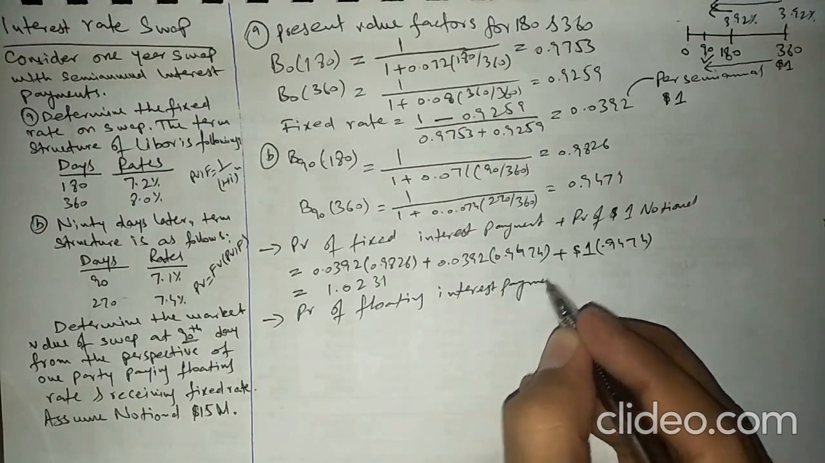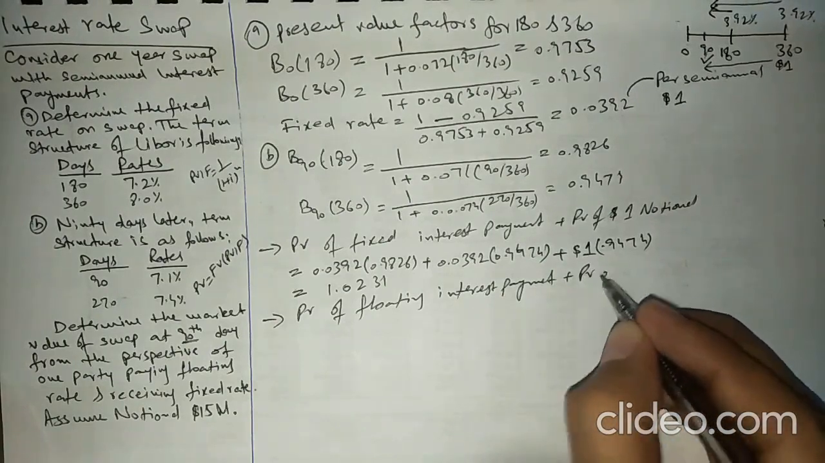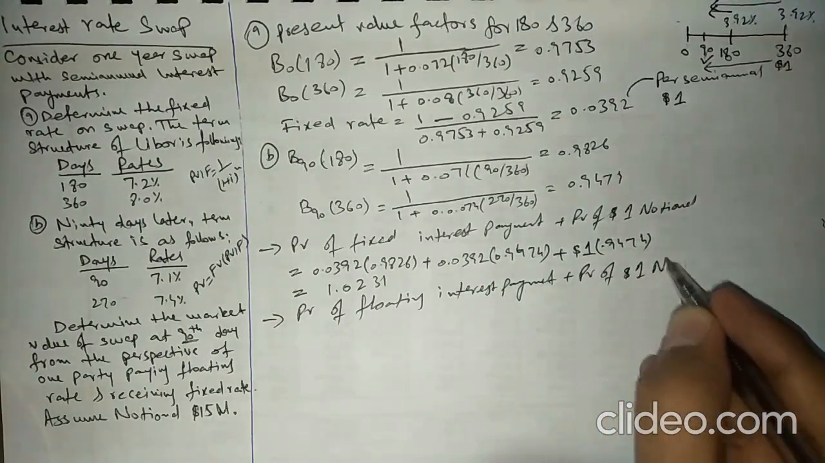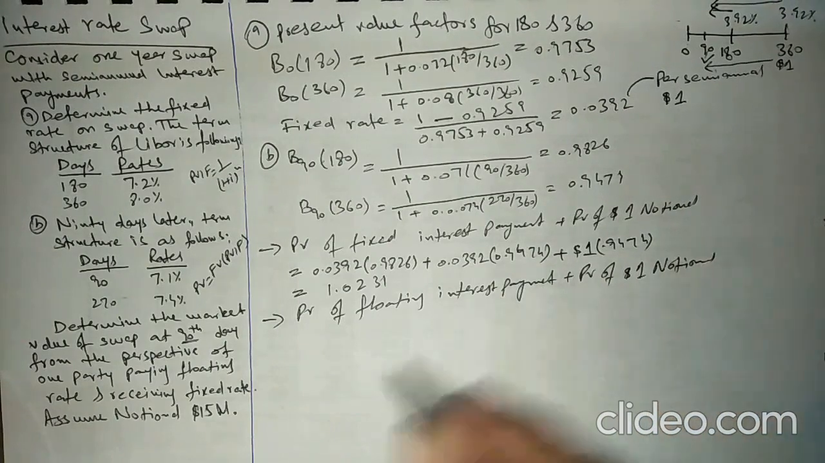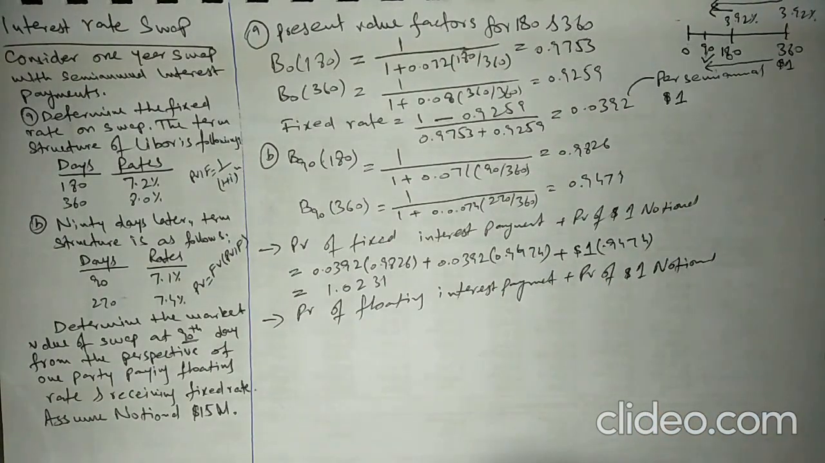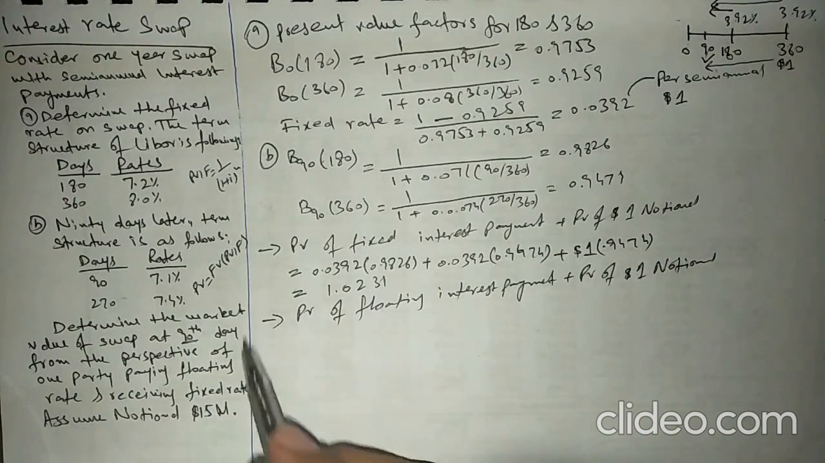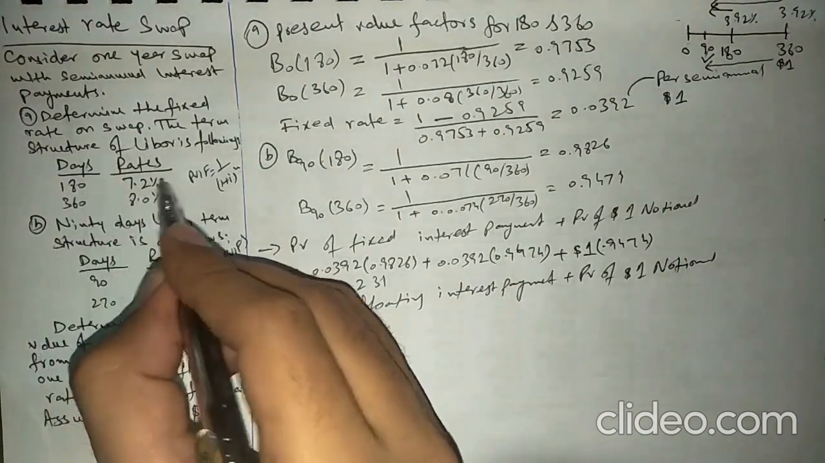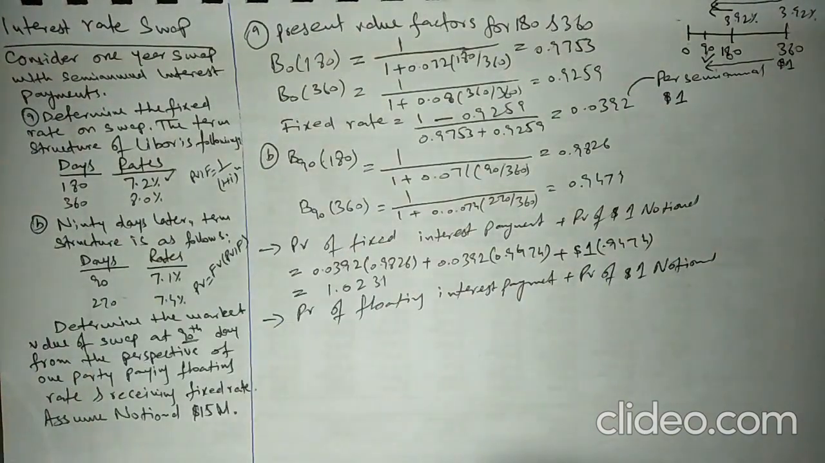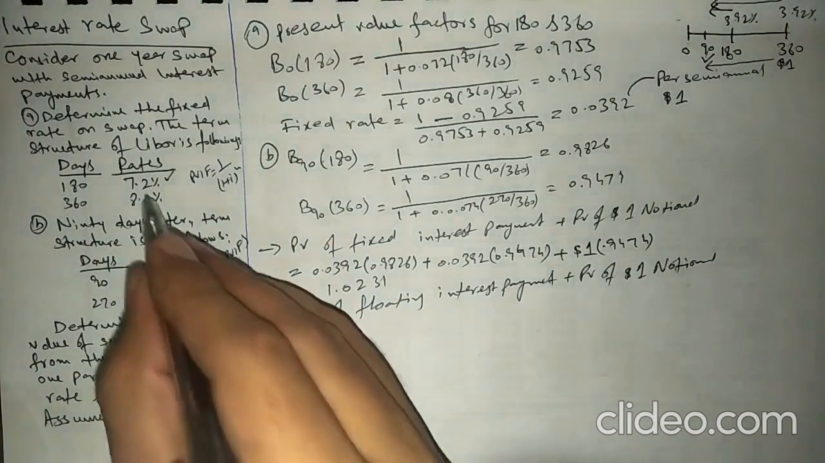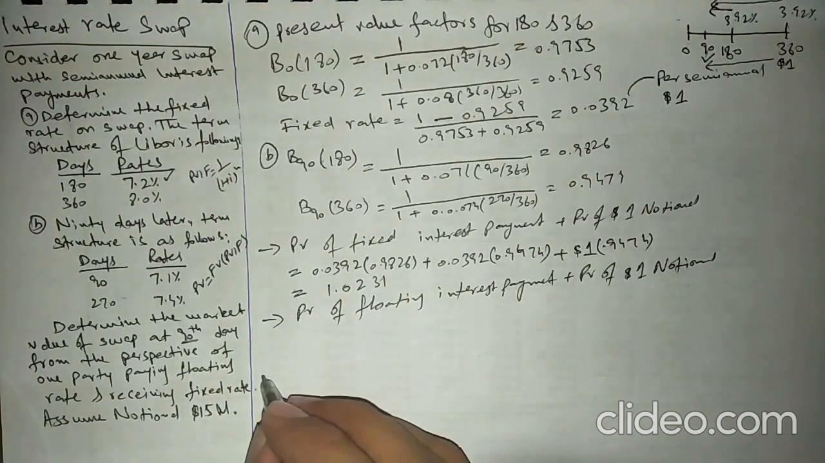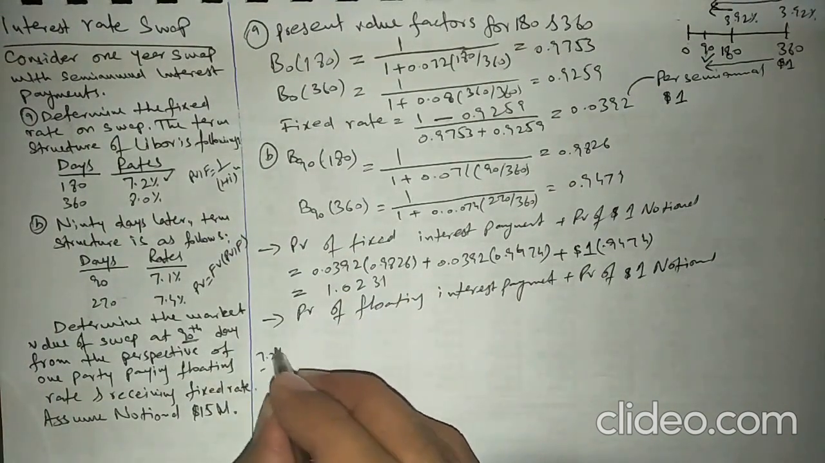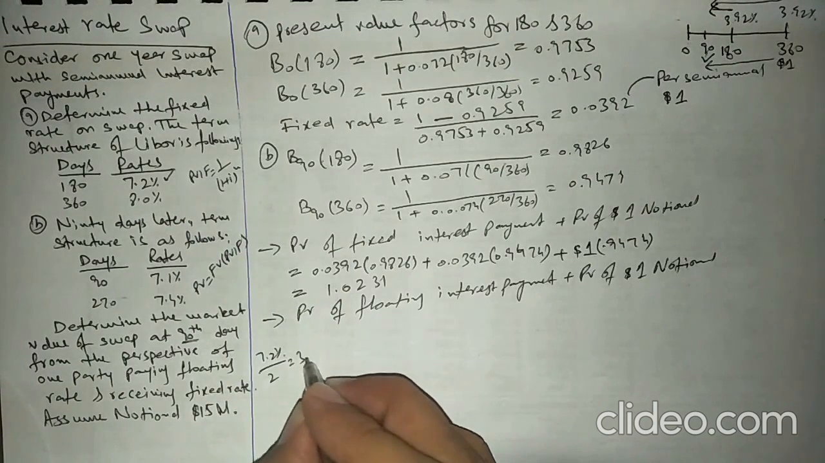Floating interest payment plus present value of $1 notional. So in floating, to calculate a present value of floating interest payment, we will use the first interest rate as a floating interest rate. So here the first interest rate is 7.2%. So 7.2% is the annual rate. We can divide 7.2% by 2 and the answer is 3.6%.